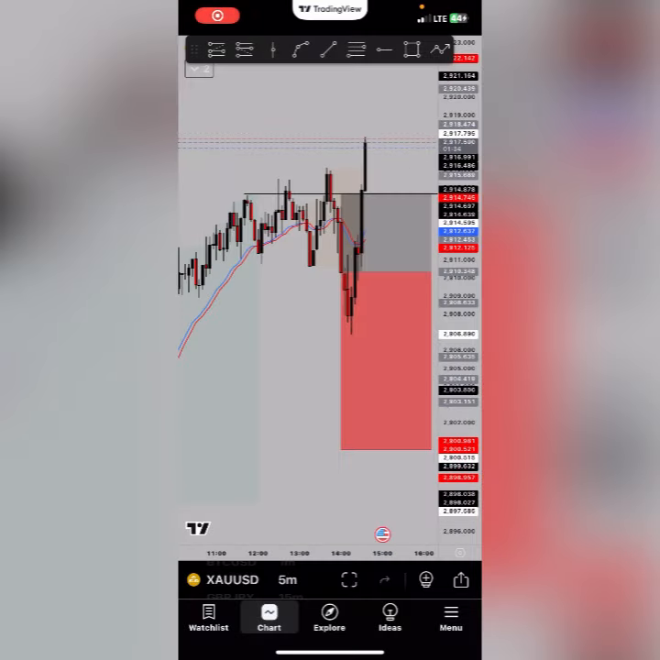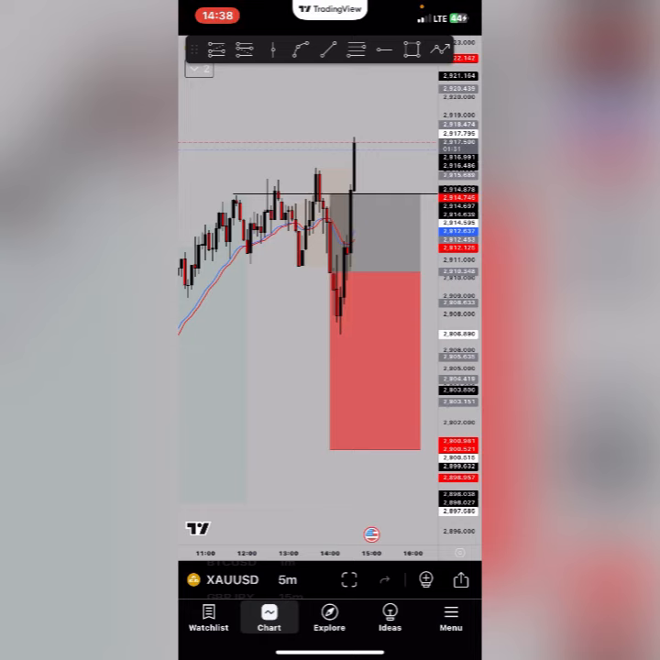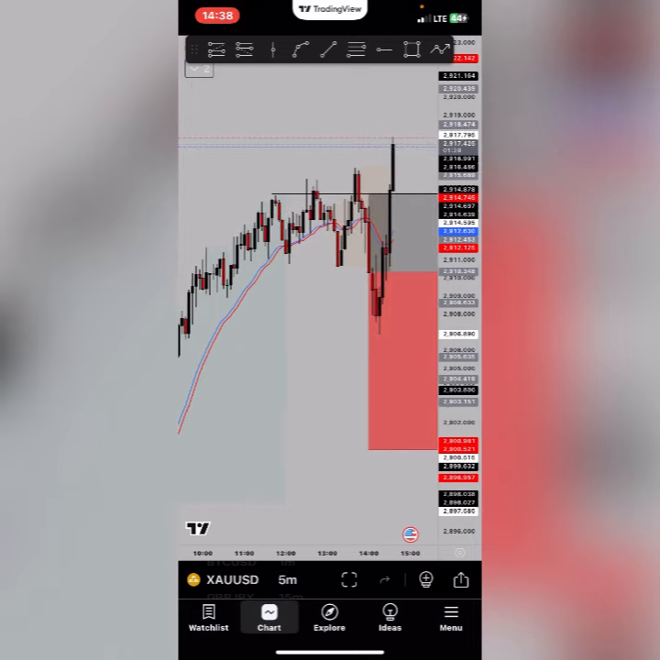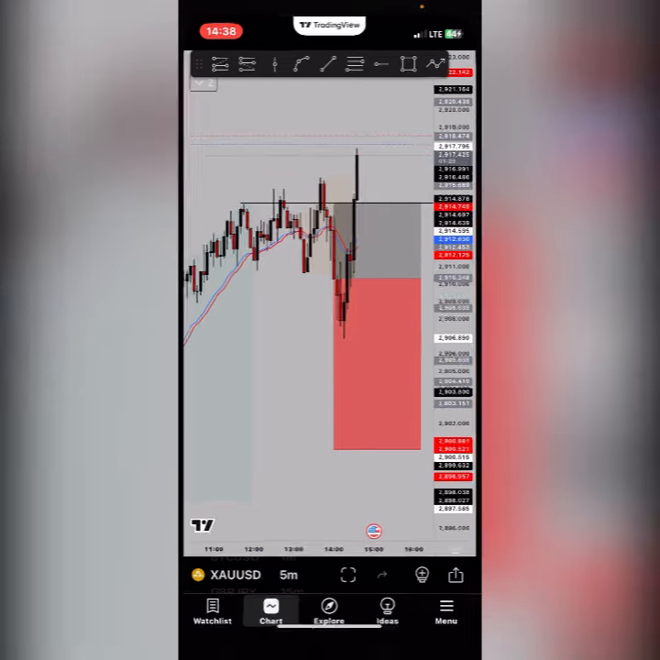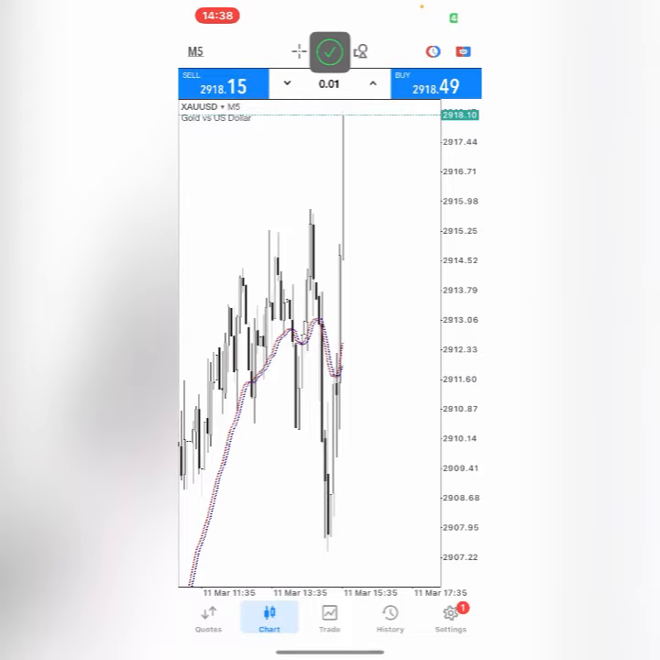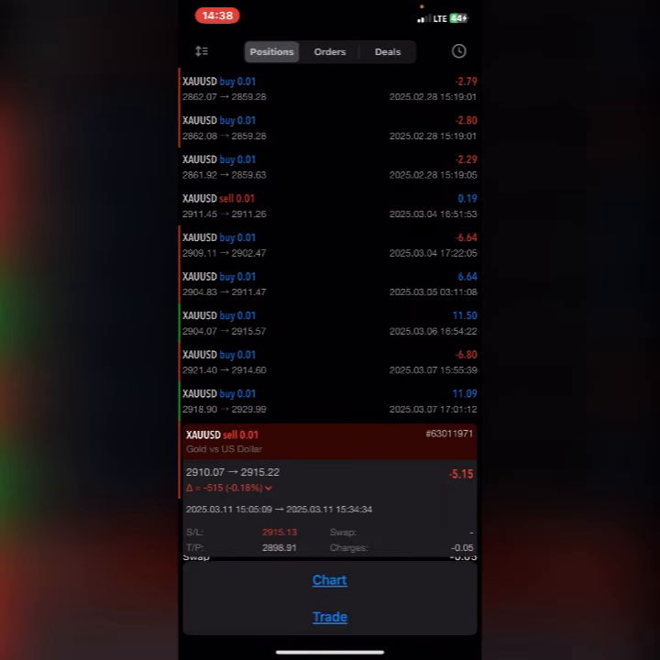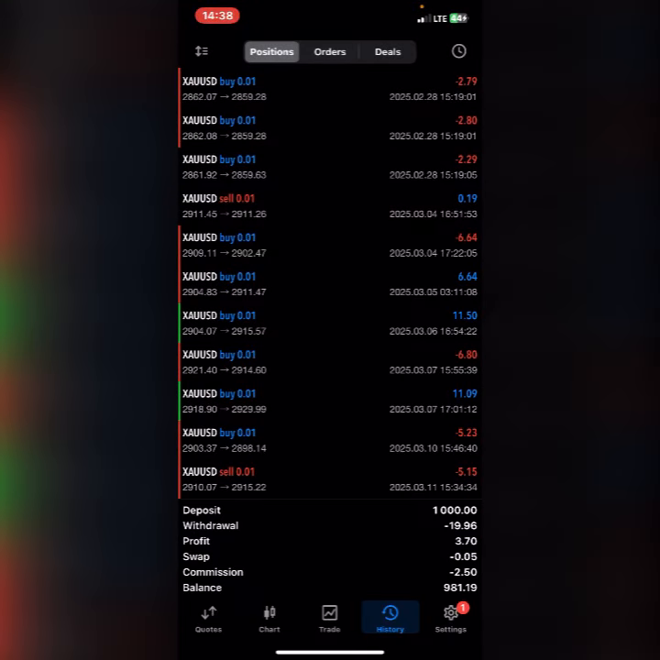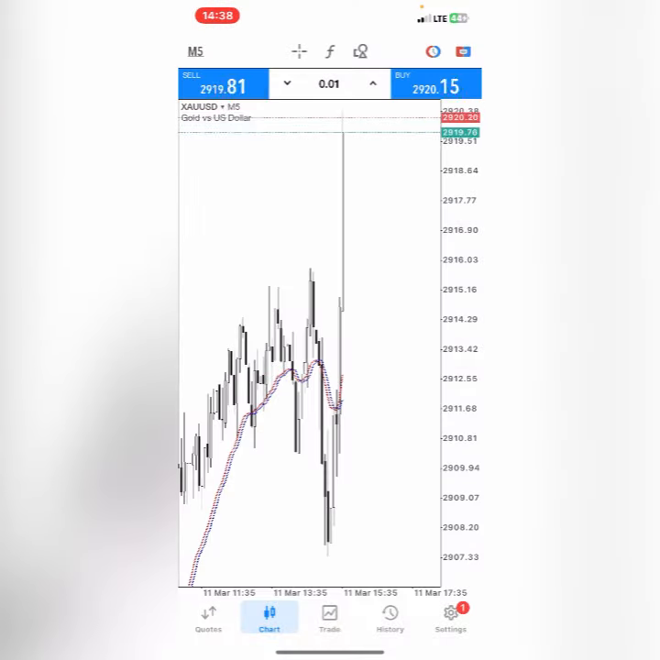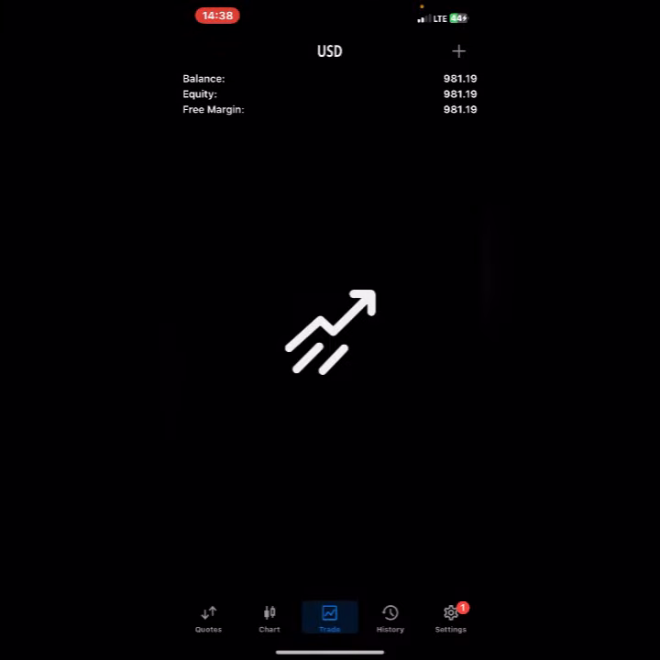All right, I just got stopped out on this trade, right? It went into profit and went back to hit my stop loss, right? So I took a loss on this right now. Let me show you. This is the loss. I took a $5 loss, right? $5.15 loss. So it is what it is. My balance is sitting at 981.